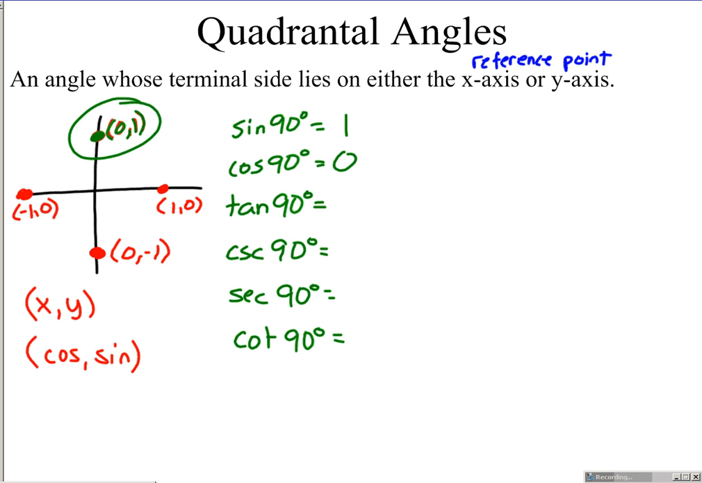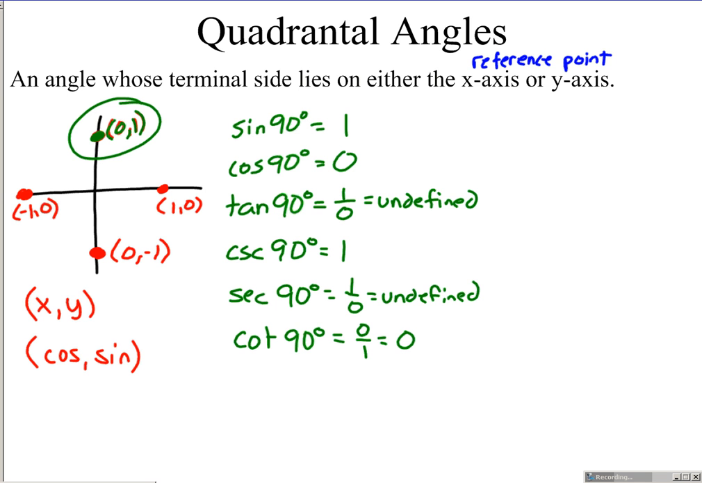The other 4 functions now, you have to know your reciprocal and quotient identities in order to find them. Tangent as a quotient identity we know is sine over cosine. So this is 1 over 0, 1 divided by 0 is undefined. Cosecant is the reciprocal of sine. 1 over 1 is just 1. Secant is the reciprocal of cosine. So that's going to be 1 over 0, which is undefined. Cotangent, reciprocal of tangent, is going to be 0 over 1, which is just 0. So there are the 6 functions for a 90-degree angle.